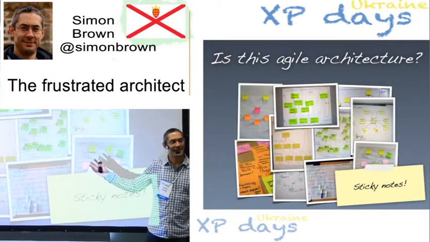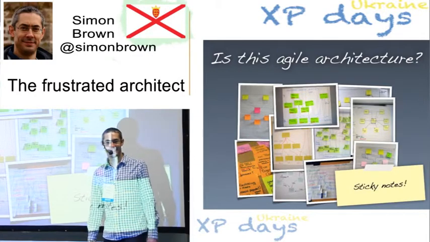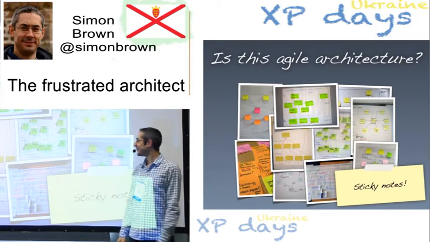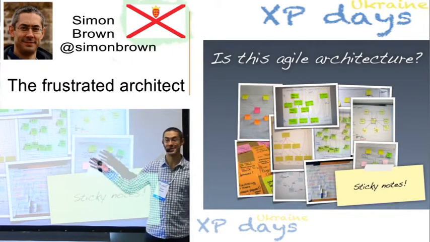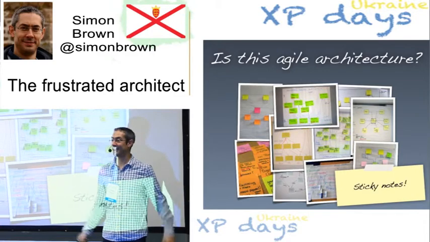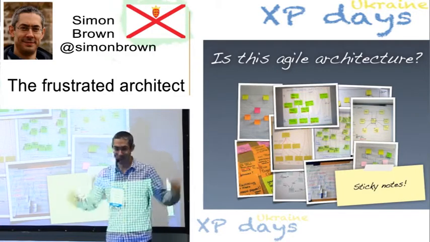Maybe this is agile architecture. Because we use post-it notes for everything. I actually teach people how to draw pictures sometimes using post-it notes. So maybe this is why people think I'm an agile architect. Cool!